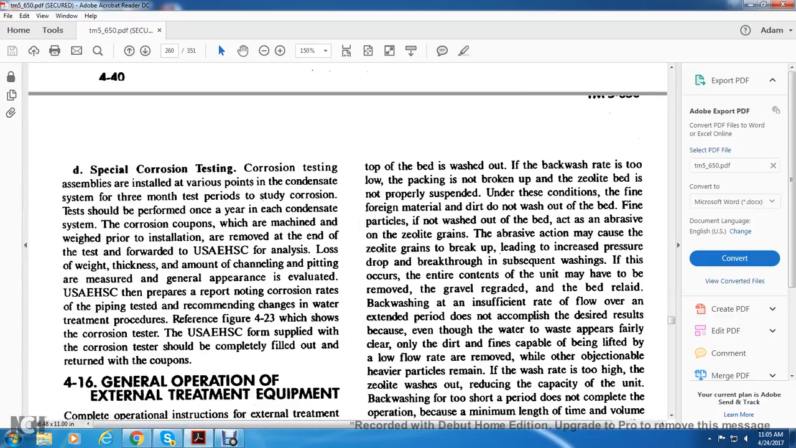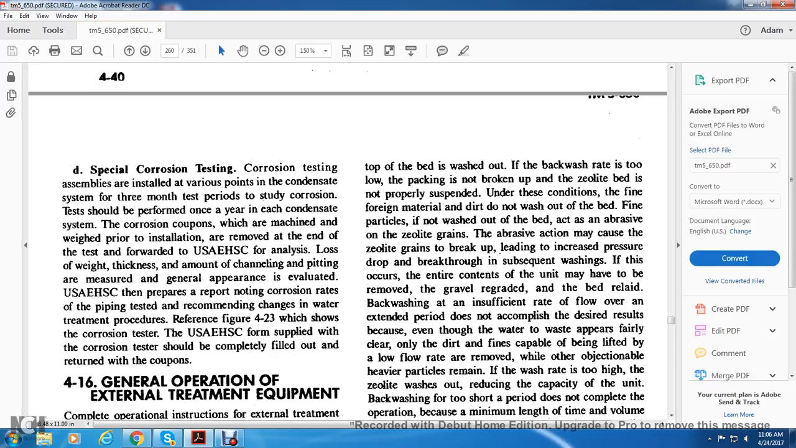D. Special corrosion test. Corrosion testing assemblies are installed at various points of the condensate system with a 3-month test period to study the corrosion. The test should be performed once a year in each of the condensate systems. The corrosion coupons, which are machined and weighed prior to installation, are removed at the end of the test and forwarded to the USA EHSC for analysis.